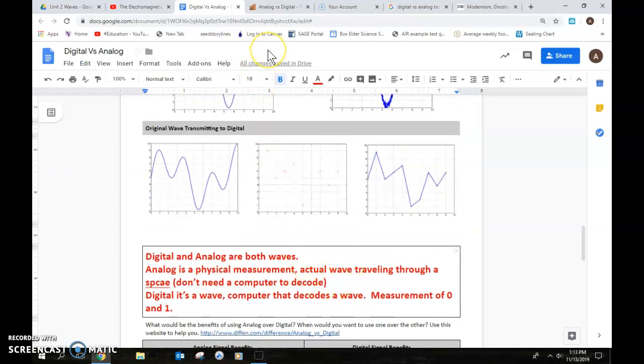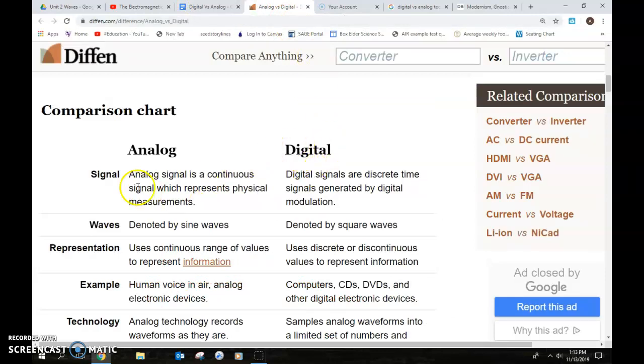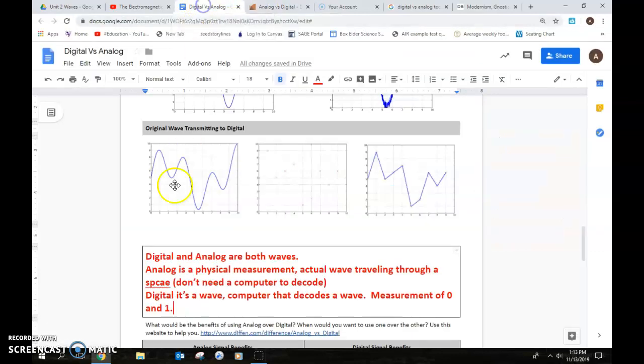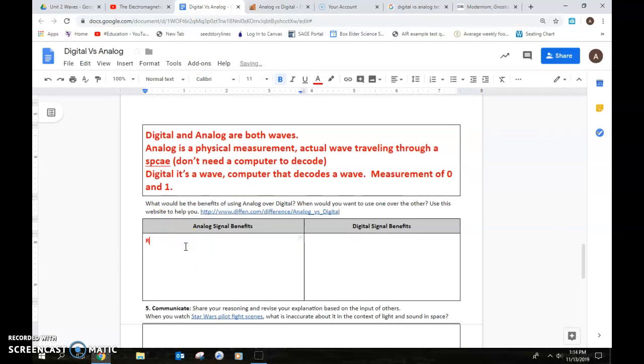So there are some benefits to analog and digital depending on what's happening. Analog waves are a continuous signal and it's a physical representation, right? So digital is discrete and it has signals generated by a digital modulation. Analog's benefit is real time, like talking to someone. That is using a real analog thing, or seeing someone. Those are real physical waves that you are actually tangible in the presence of.